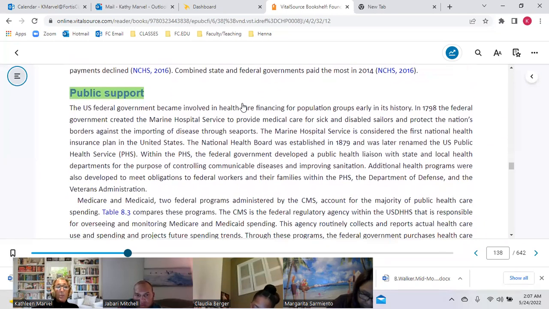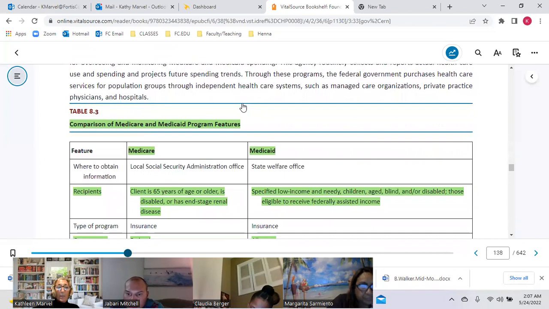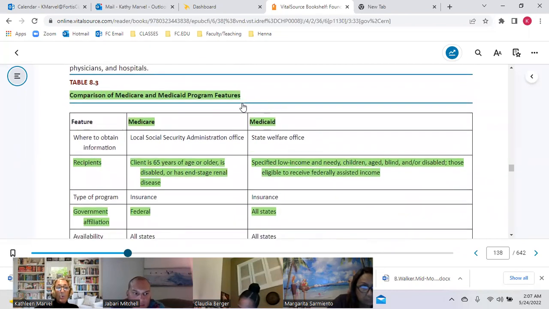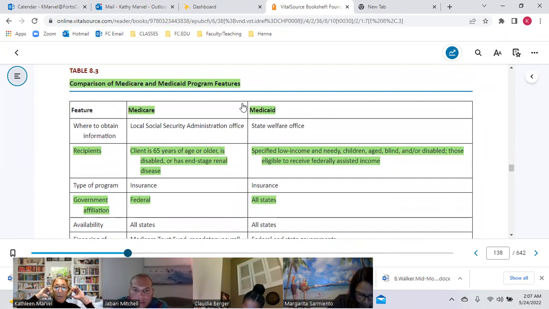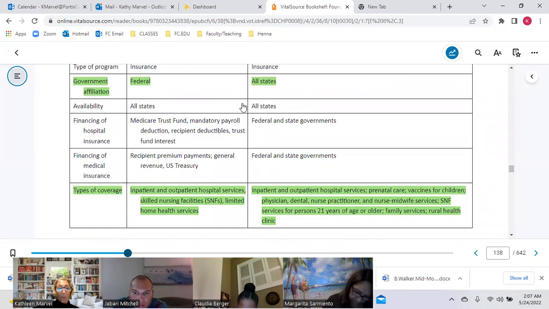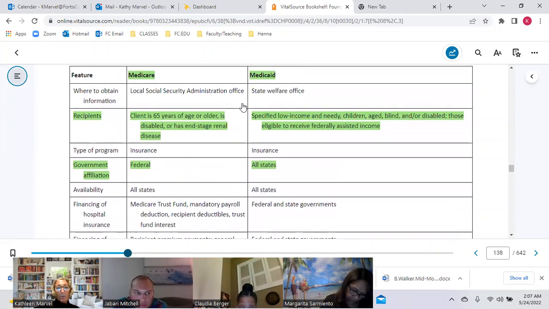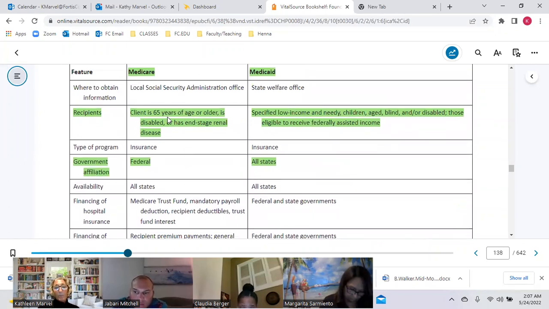Okay, one is public support. Those are your government programs. That's your Medicaid and your Medicare. There's a nice little table, 8.3, that gives you the differences of Medicare and Medicaid. I know you've seen it in other chapters. This is a pretty succinct chart, and I highlighted the specific things to know. Recipients: who takes Medicare? Who takes Medicaid? Medicare is a federal program, Medicaid is state.